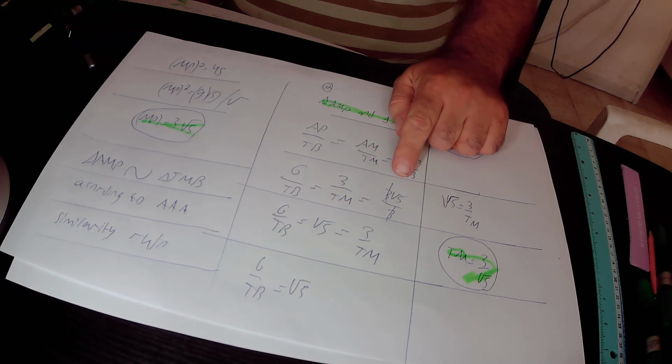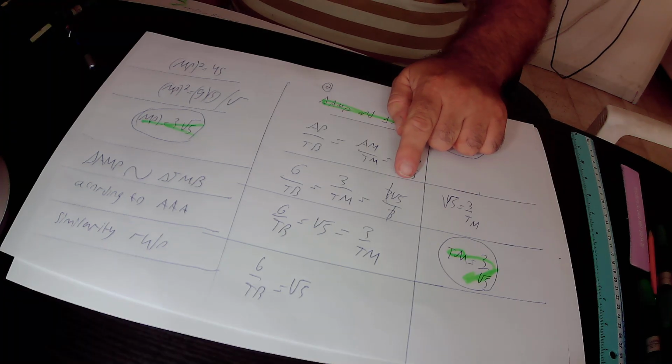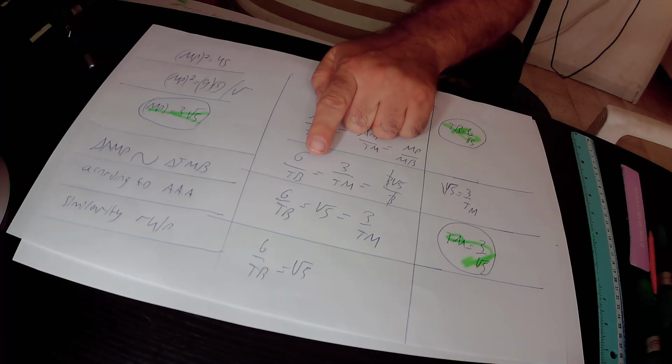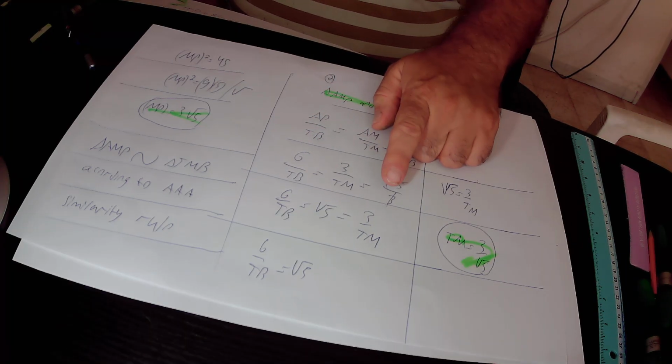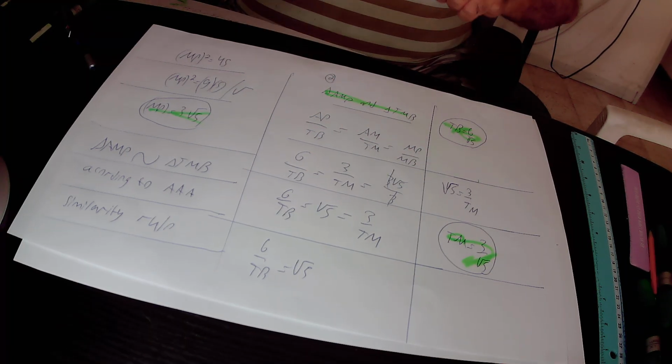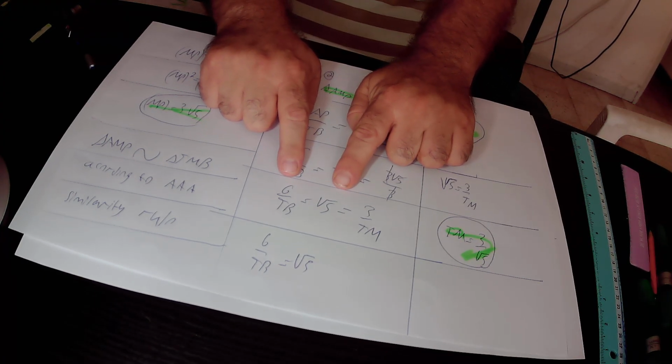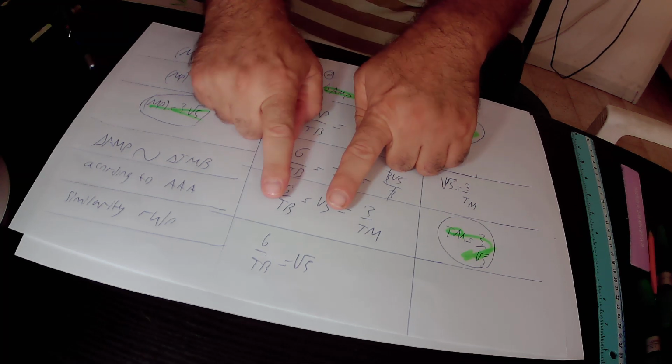We have 3 in the numerator and 3 in the denominator, so the 3s get cancelled, and we are left only with square root of 5. So in total, we have found out that 6 over TB equals square root of 5 equals 3 over TM. Those two sides are equal to each other, so we can make the first equation from those two sides. That is to say, 6 over TB equals the square root of 5.